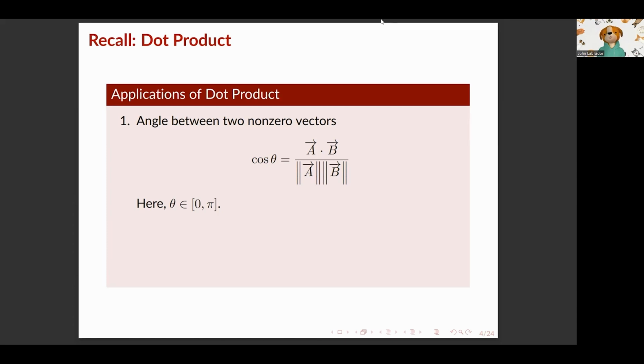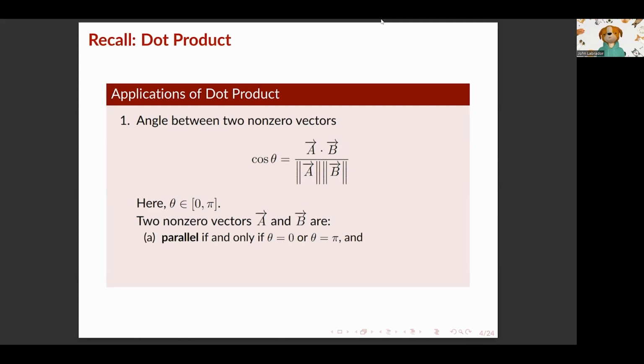We can find the angle theta between two non-zero vectors with the use of the dot product. It is given by this formula right here. We have cosine theta is equal to the dot product of A and B divided by the product of the norms of vectors A and B. Here, theta is inclusive, between 0 and pi.